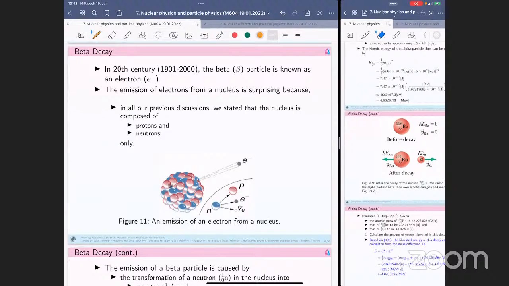Because for some reason it may not be stable at all, and the way to fix that is that the nucleus tries to change a neutron into a proton, so that the ratio between neutrons and protons will be in a good ratio. In that case, the nucleus that has too many neutrons will try to change one neutron into a proton.